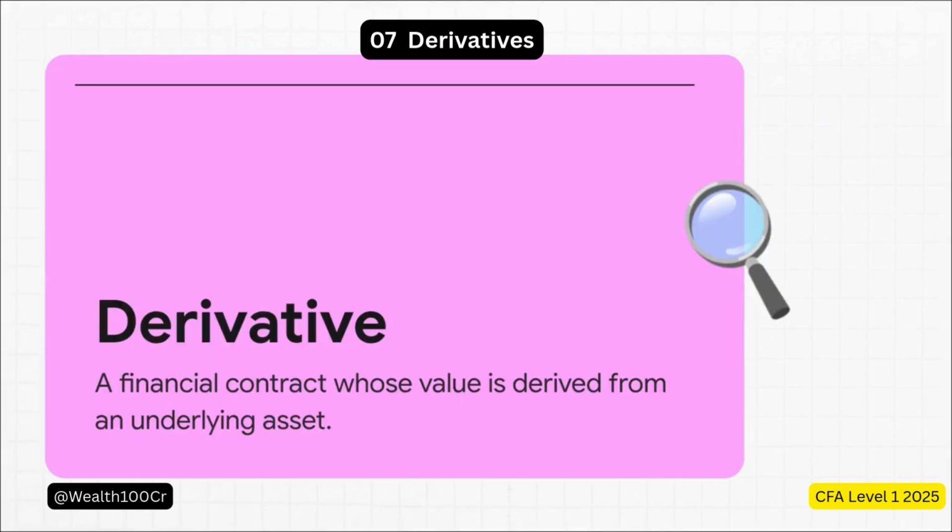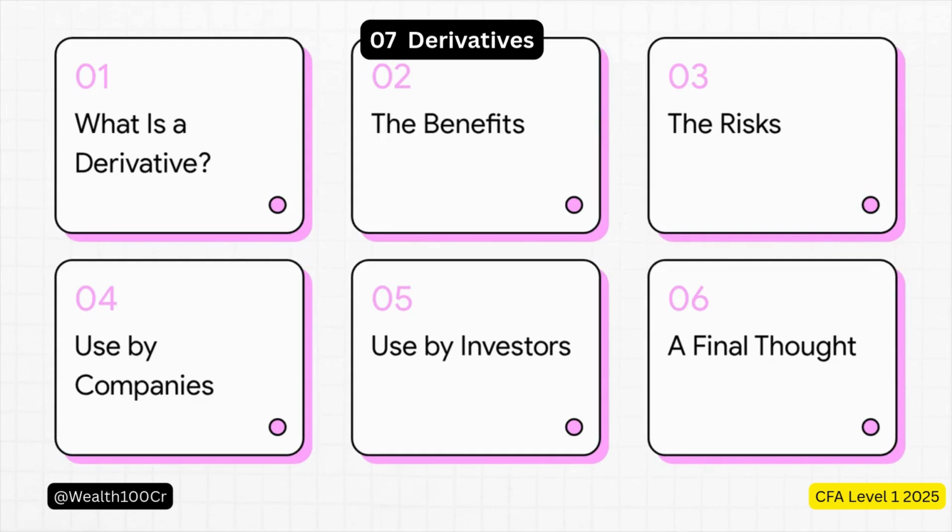Okay, so now let's look at the textbook definition. It says a derivative is a financial contract that gets its value from an underlying asset. Don't worry about the big words. In our train example, the ticket, that paper printout, is the derivative, and the actual train journey itself from Mumbai to Delhi is the underlying asset. The ticket has value only because the journey is going to happen. Simple, right?